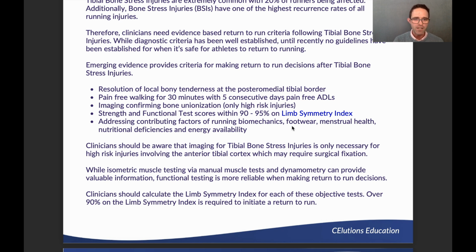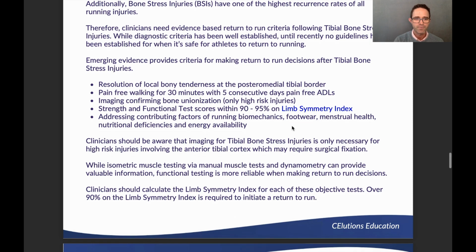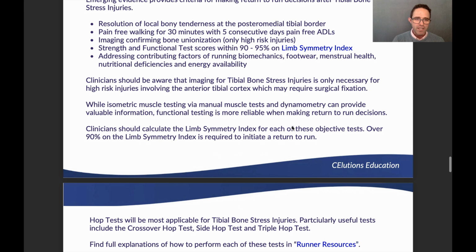Also, imaging can confirm bone unionization, but we only use this for high-risk injuries like the anterior cortex of the tibia and a couple other injuries that are related to bone stress injuries. So what do we use? We also are going to use strength and functional test scores. We want them to be 90 to 95% on the limb symmetry index.